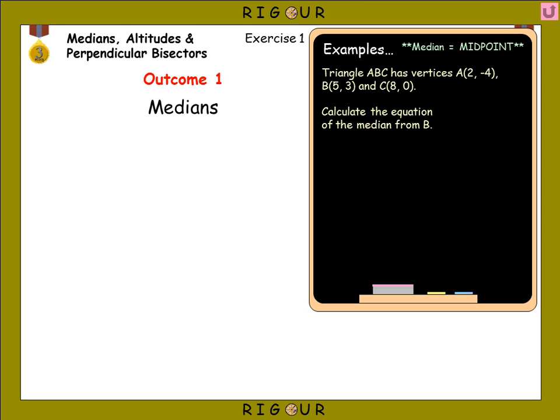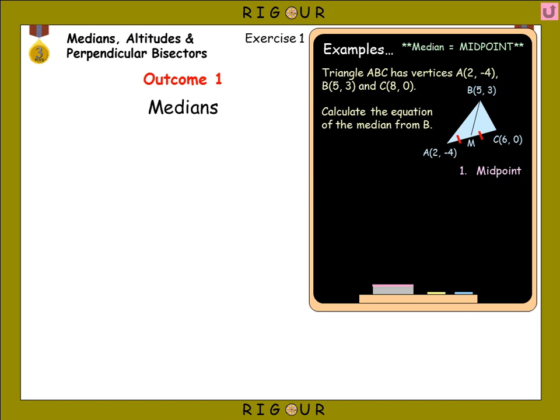So if you haven't got one in your exam, the key to doing these questions is to draw a quick diagram. So this is roughly what this triangle would look like. And the median from B goes from point B to the opposite side of the triangle, like so. And as you can see, it cuts A and C in half at the midpoint. So that's our first step, to calculate the coordinates of this midpoint.